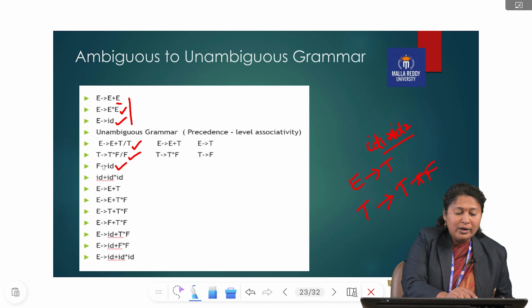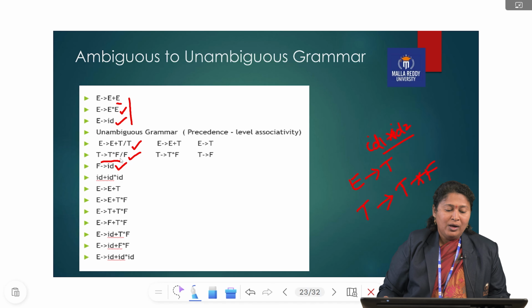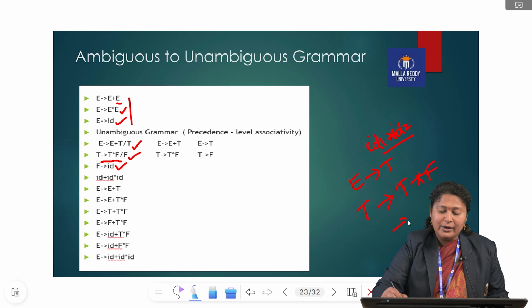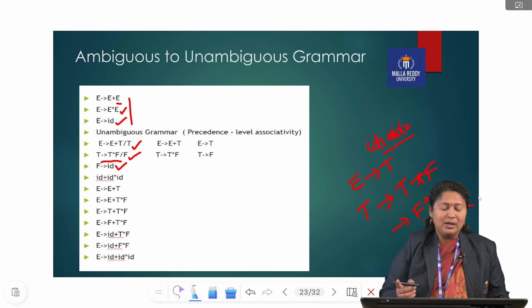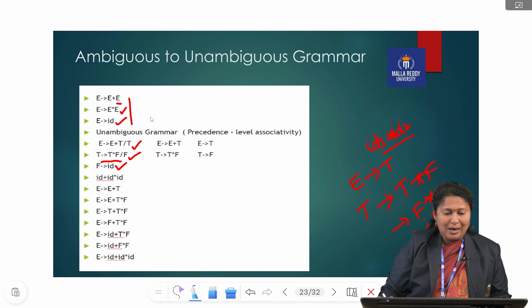So what am I doing here? T tends to T cross F, or F also I am taking, and also F tends to ID I am taking. So T is reduced to F, and this F is reduced to ID, and this F is also reduced to ID in that way. Okay. So the meaning of the grammar should not change. You should take care of that. So in this way we have converted ambiguous grammar to unambiguous grammar.